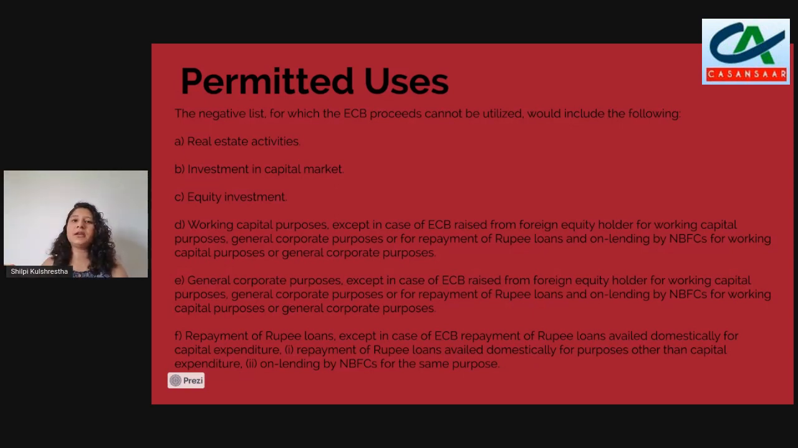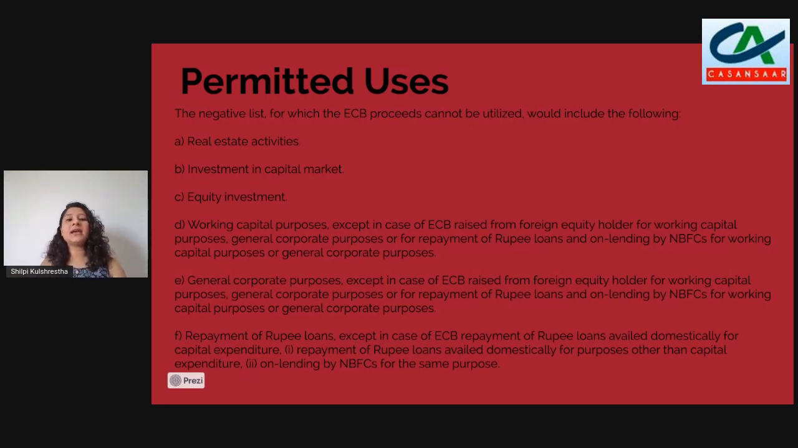So A, B, and C are part of the straight-away negative list, meaning straight-away no. C, D, E, and F have certain conditions, meaning a few will fall under the negative list, and few entities can still avail ECB for those particular areas or activities.